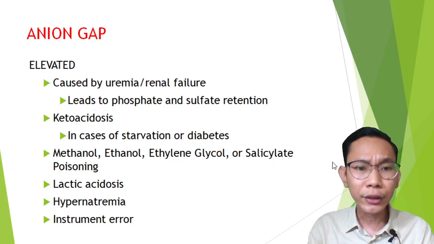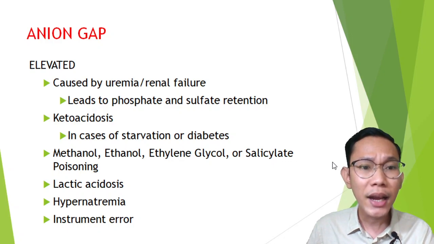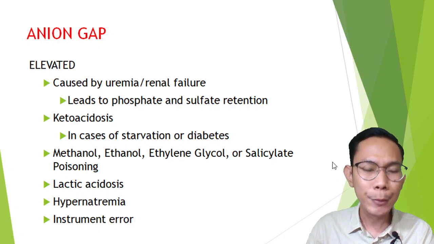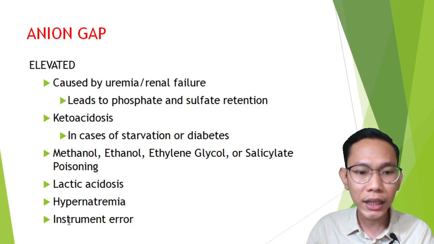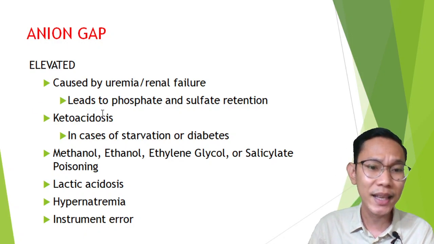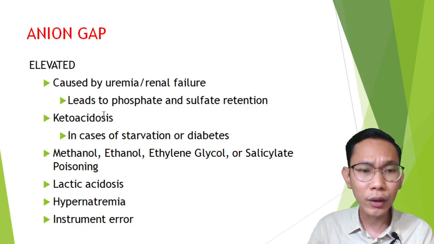So there are a lot of reasons why we have an elevated anion gap. So these are the different sources of elevated anion gap. Here it is acidosis, because it is lactic acidosis. We saw in the example that when there is lactic acidosis, we have a high anion gap.